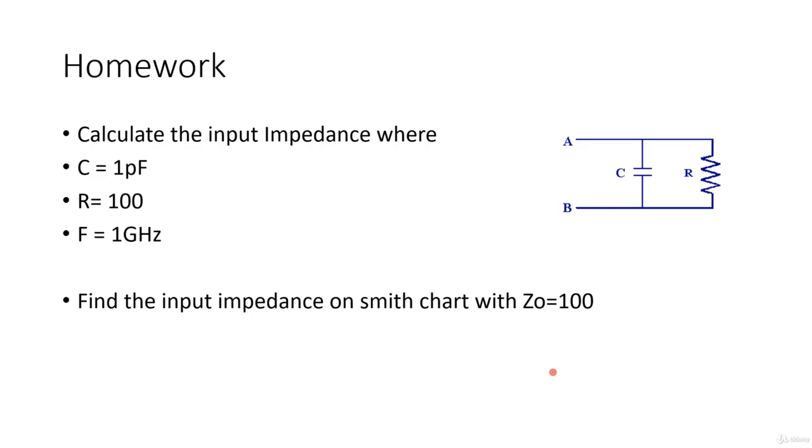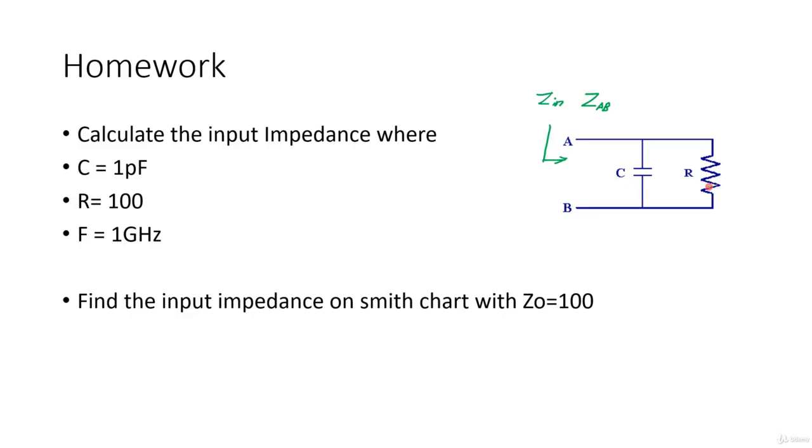So imagine that we have a network like this. There is a capacitance and resistance. I want to find the input impedance. So here, this is going to be my Zin, or we can call it ZAB, doesn't matter. First of all, you're going to calculate this impedance, and I gave you the values. The capacitor is 1 picofarad, and the resistance is 100. The frequency is 1 gigahertz.